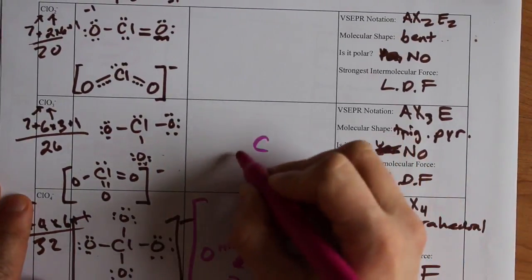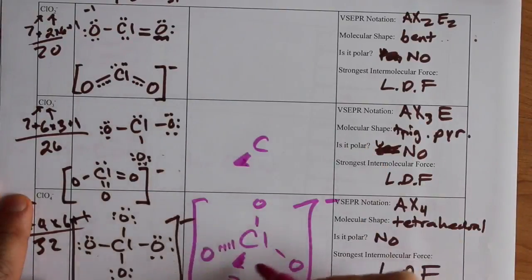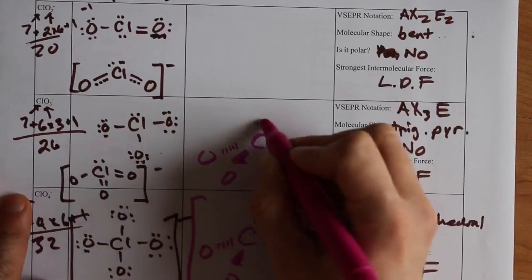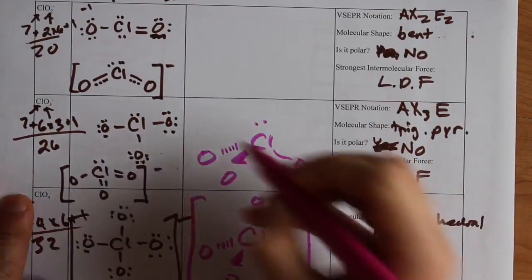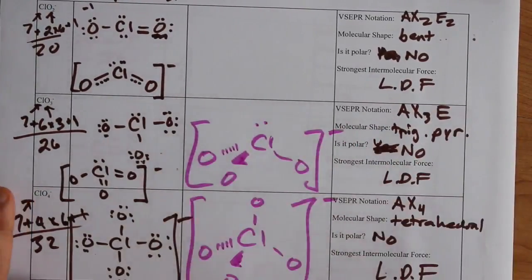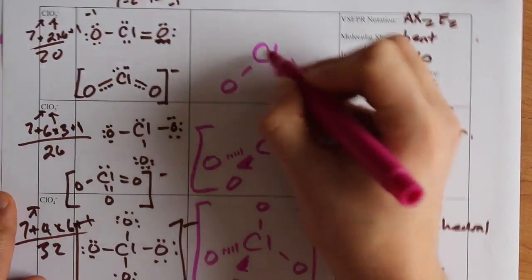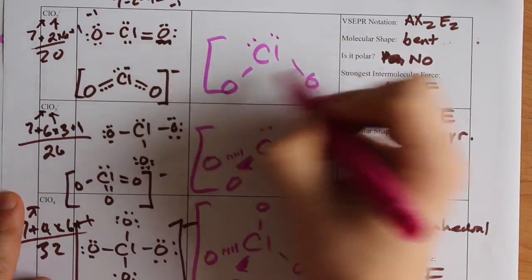And for trigonal pyramidal, remember I like to copy what I do for tetrahedral, except I put the lone pair on top, just like that. That's a chlorine. I gotta give the minus charge for that. And for bent, there's no reason to show any of that. This is the exact same as OF2, isn't it?